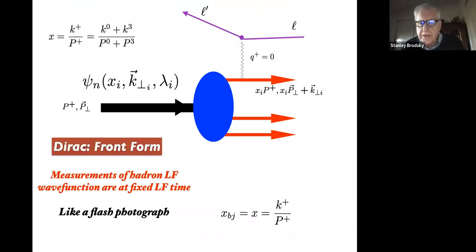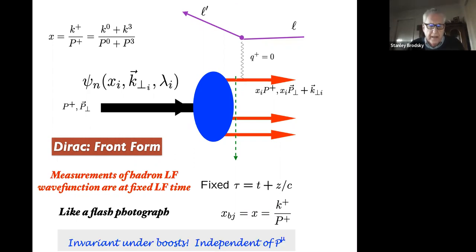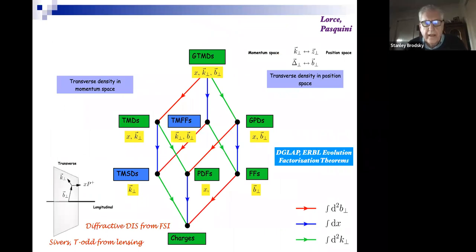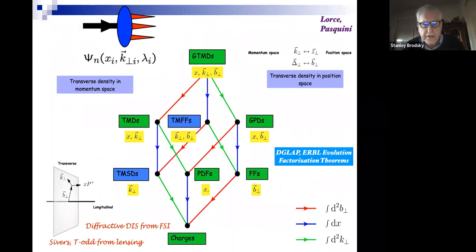So when you do deep inelastic scattering, this is familiar, I'm sure, to everybody. The lepton scatters, exchanging a photon with one of the quarks, and then you can easily prove that the Bjorken x that you measure in deep inelastic scattering is the x of the struck quark. Again, everything is at fixed light front time, because we visualize the photon seeing the system at the speed of light, not instantaneously.